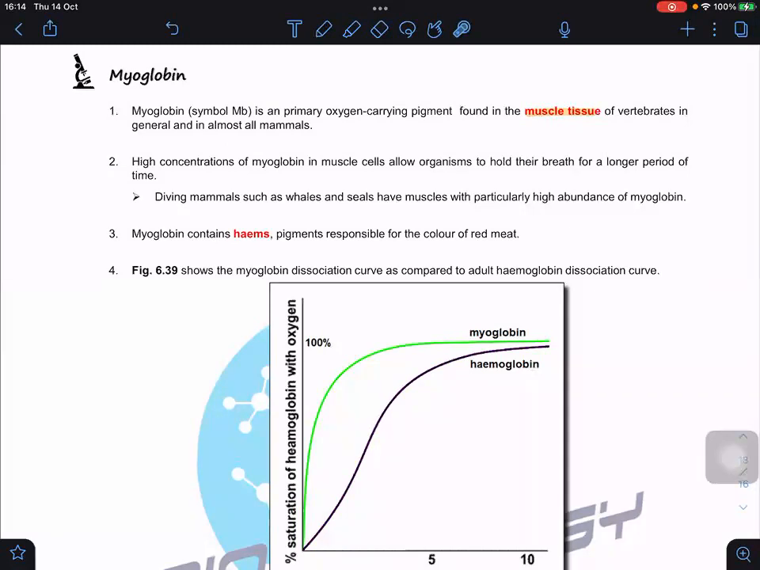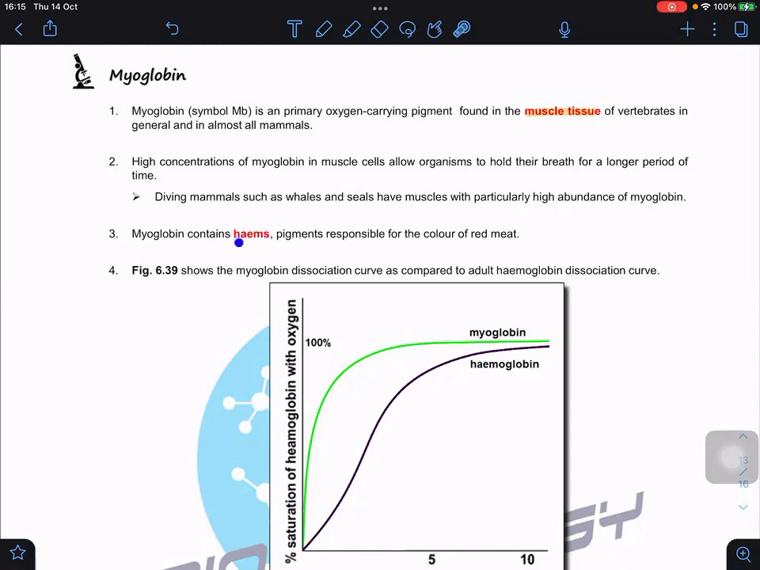A high concentration of myoglobin in the muscle cell allows organisms to hold their breath for a longer period of time. Some diving mammals, such as the whale and the seal, have muscle with particularly high abundance of myoglobin. Also, myoglobin contains the pigment heme, like hemoglobin.